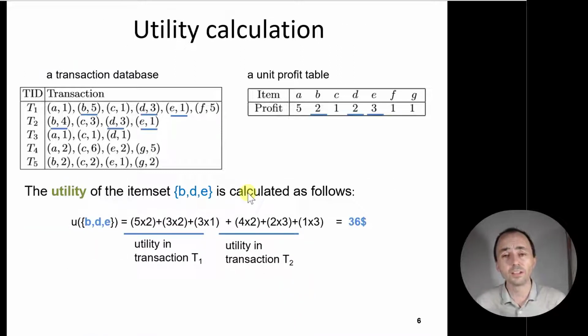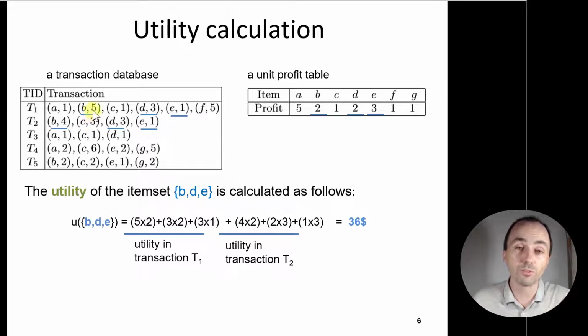So I did not explain how to calculate the money, so let me explain this more clearly. Let's say we want to calculate the utility for the item set BDE, bread, dates, and eggs. How do we calculate the utility of BDE? We need to find where BDE appears. BDE appears in transaction 1 and transaction 2. First we look at the first transaction. We must have BDE together, okay, it is important.